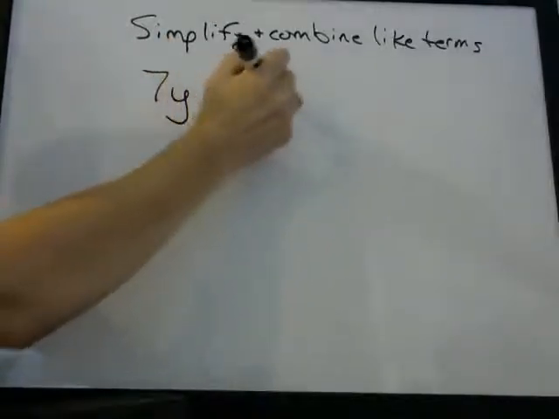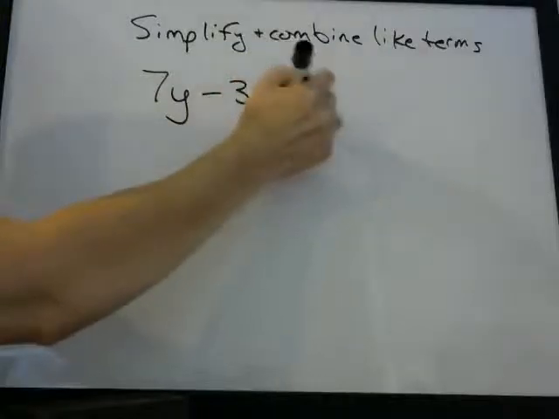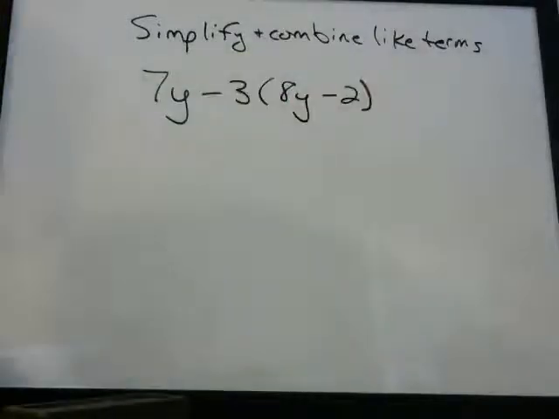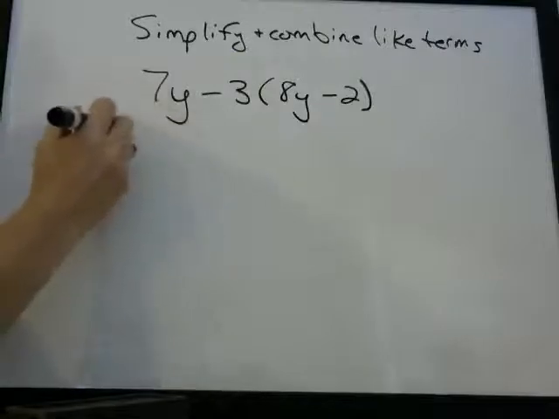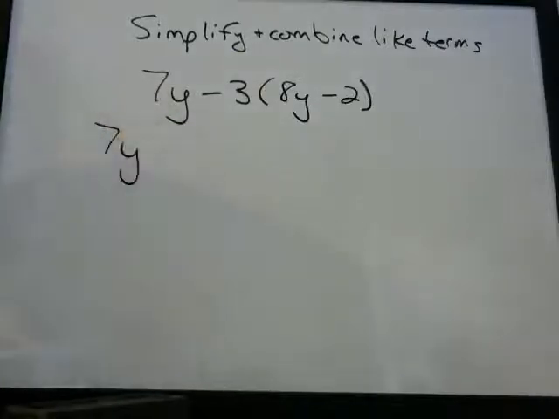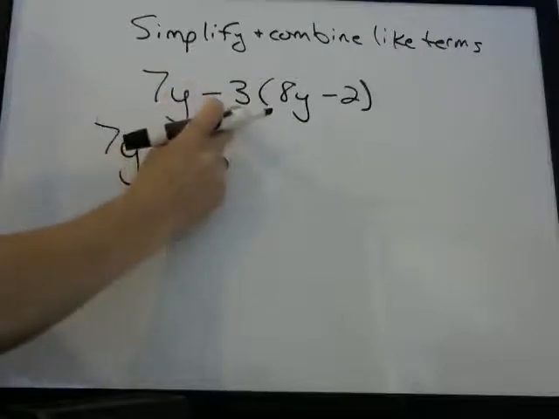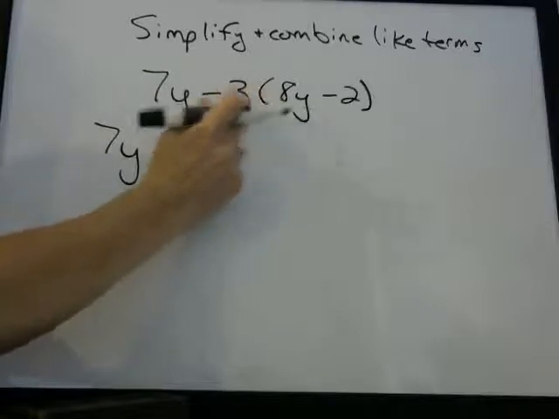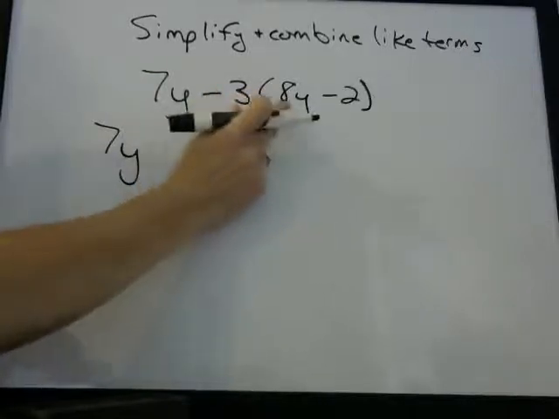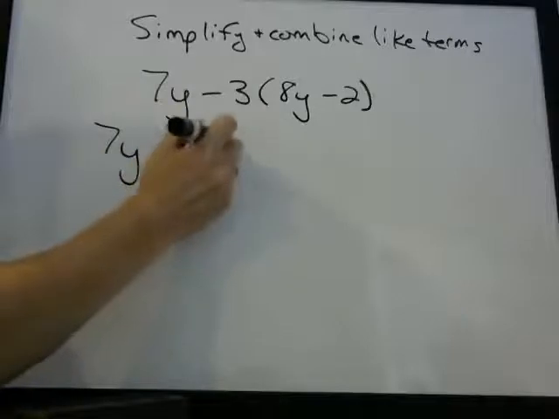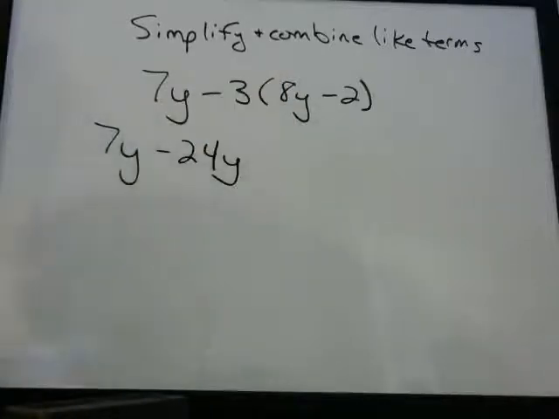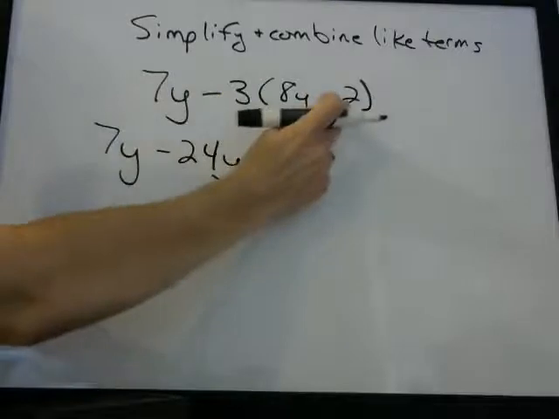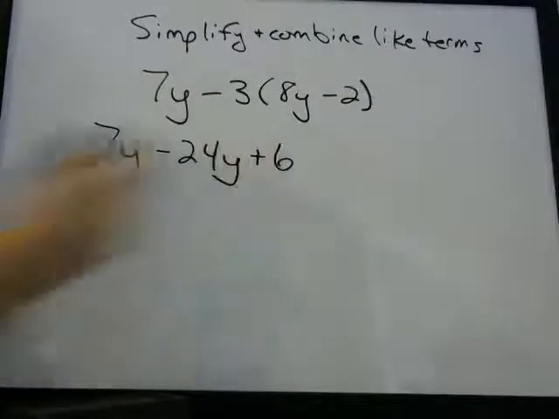7y minus 3 times 8y minus 2. Here we have 7y. We can't do anything more with that, so we're just going to keep it there. Again, we're going to use the distributive property. That's what probably most of these questions are going to have you use. Remember, this is a minus, so it's negative 3 times 8y. You just multiply the two numbers together. Negative 3 times 8 is negative 24, and you keep the y. The y doesn't go away. Negative 3 times negative 2 is positive 6.